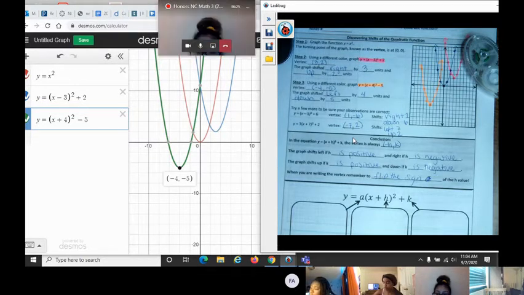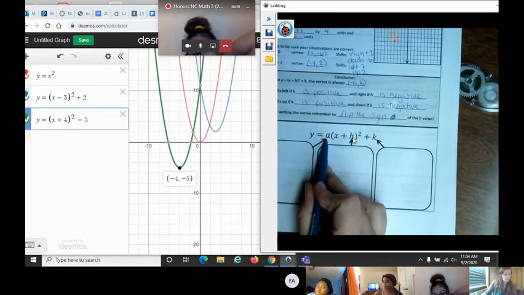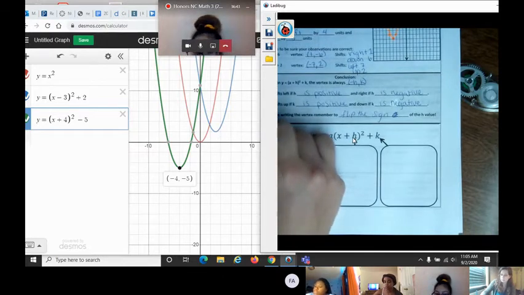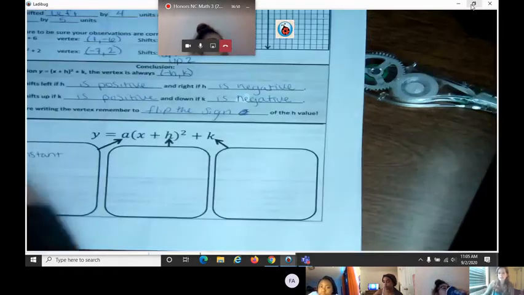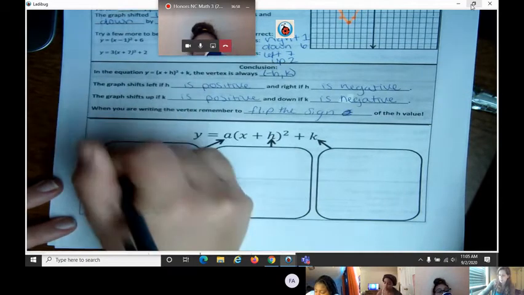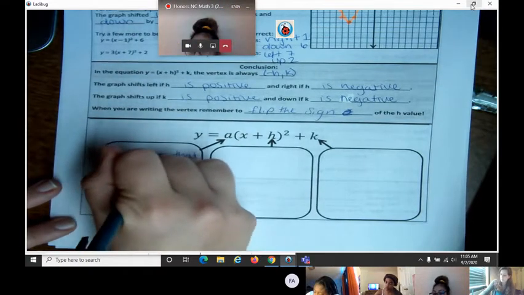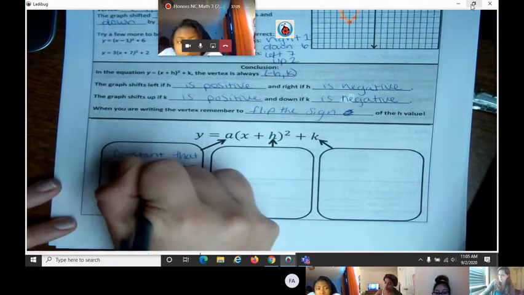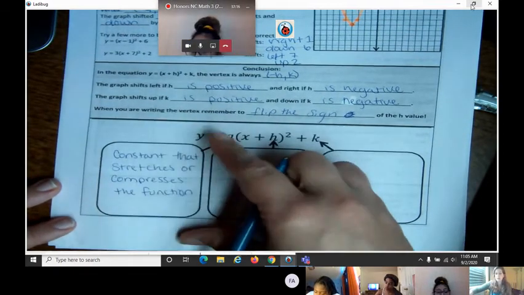So we're going to go to the bottom, and we have these variables at the bottom, okay? And so a is going to represent a constant. We don't really need Desmos for this part, so let me just expand the screen so you guys can see better. So a is a constant that stretches or compresses the function. Okay, so it's going to stretch it out so it's taller or flatten it out so it's fatter.